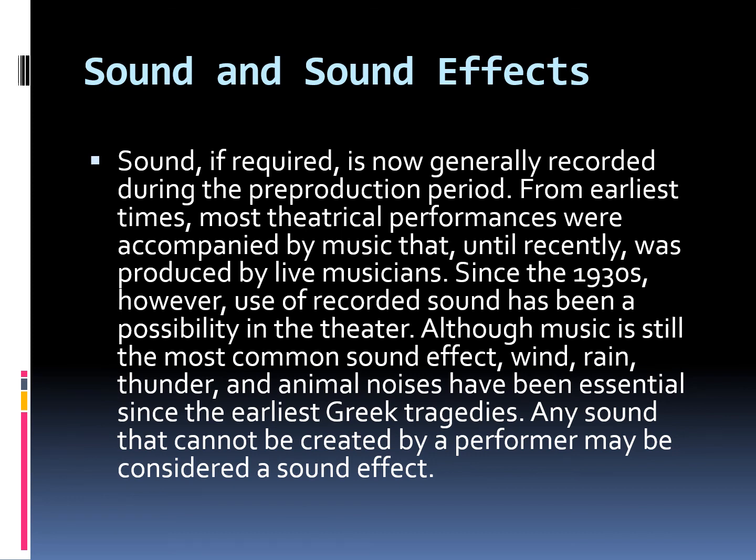Sound and sound effects. Sound, if required, is now generally recorded during the pre-production period. From earliest times, most theatrical performances were accompanied by music that, until recently, was produced by live musicians. Since the 1930s, however, use of recorded sound has been a possibility in the theater. Although music is still the most common sound effect, wind, rain, thunder, and animal noises have been essential since the earliest Greek tragedies. Any sound that cannot be created by a performer may be considered a sound effect.